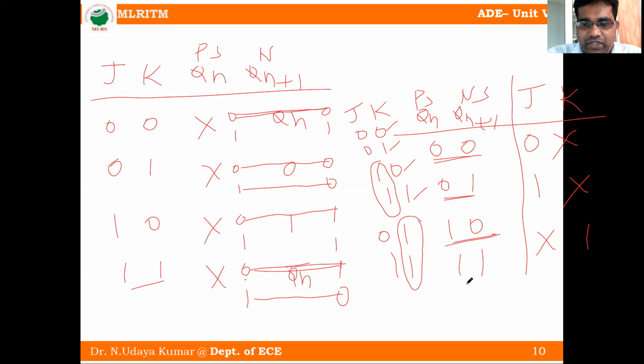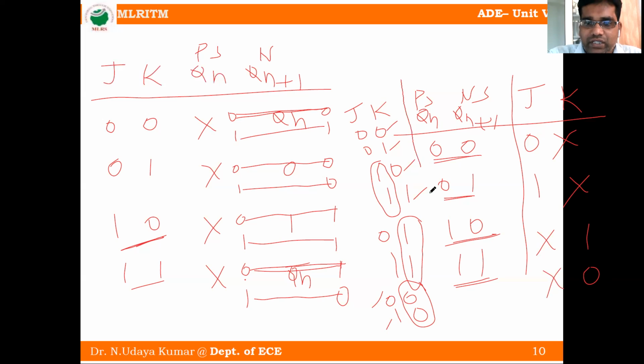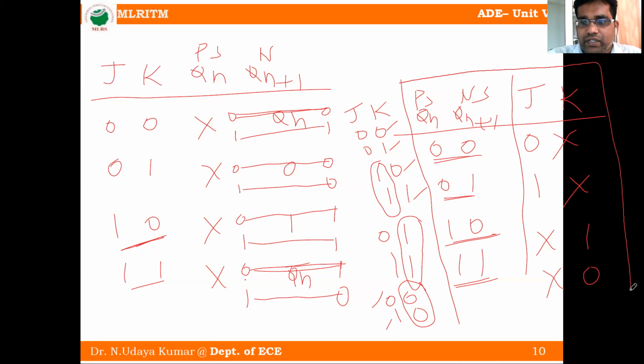Then what is the last combination? 1 1. So we get 1 1 for 0 0, and here also 1 1 whenever the input is 1 0. That's it. Now what is the mandatory input? K is equal to 0 is the mandatory input, and J is either 0 or 1, that is don't care. So this is the excitation table for the JK flip-flop.